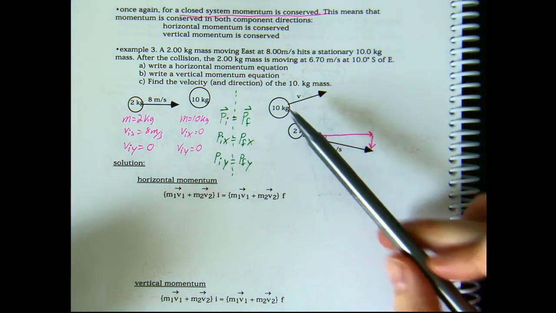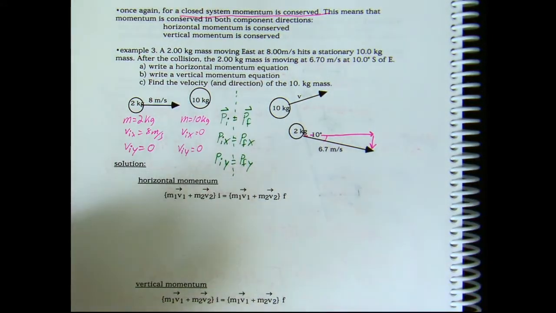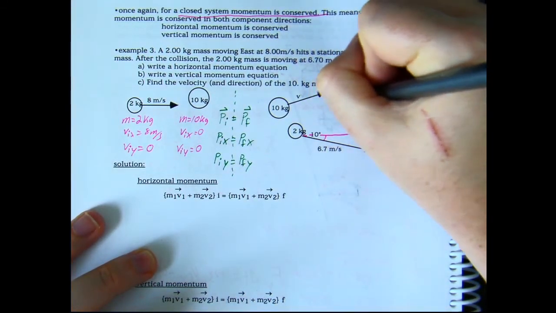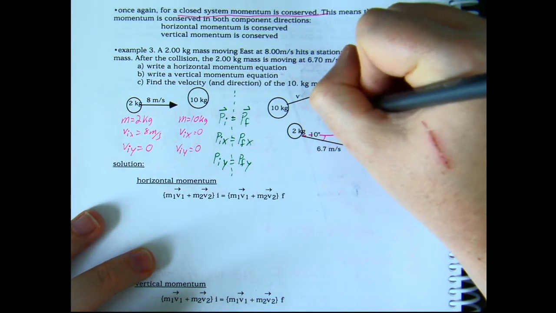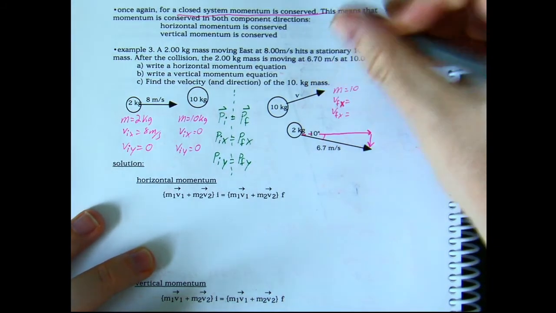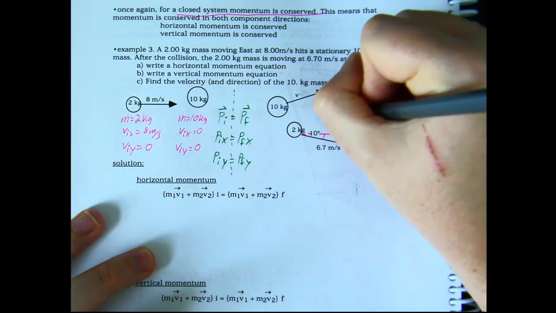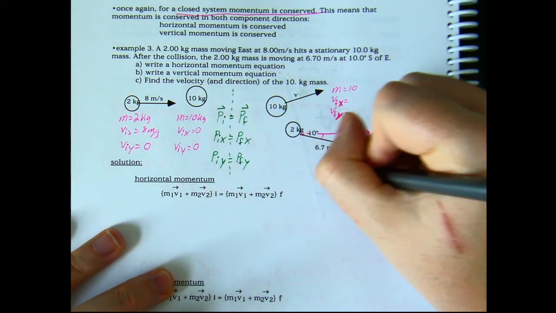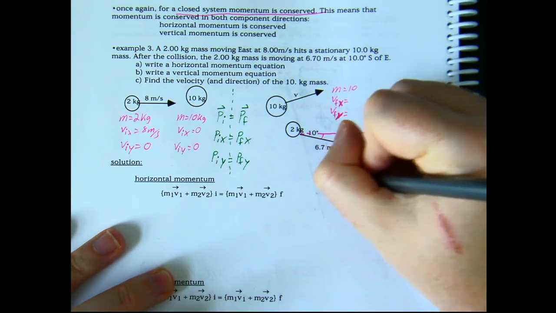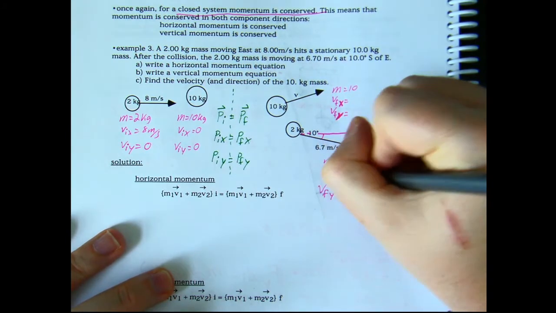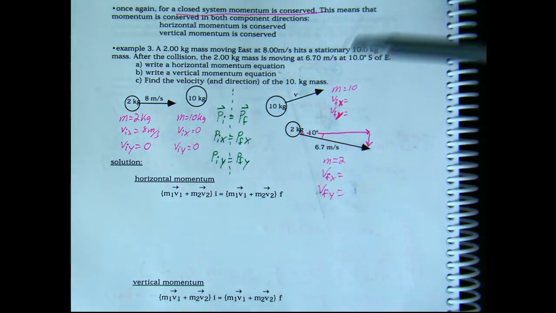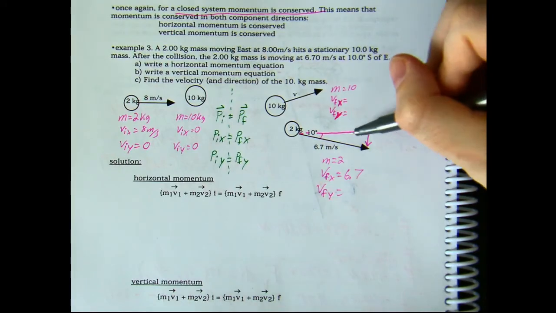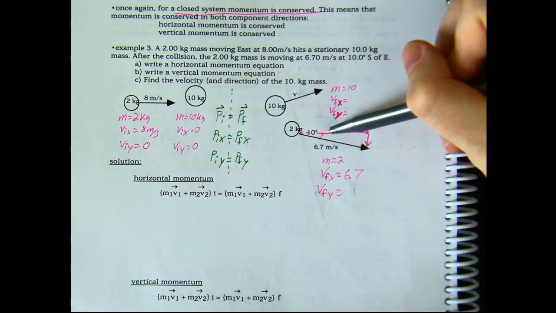Now they don't stick together, they split, so we're going to have to deal with them separately. We're going to have a mass of 10, a final x, and a final y. X then y. We don't know. We're looking for those two values. And this guy down here is going to have a mass of 2 kilograms, a final x, and a final y. These we can find. We're told he's moving at 6.7 meters per second. So it's going to be 6.7, 10 degrees south of east.